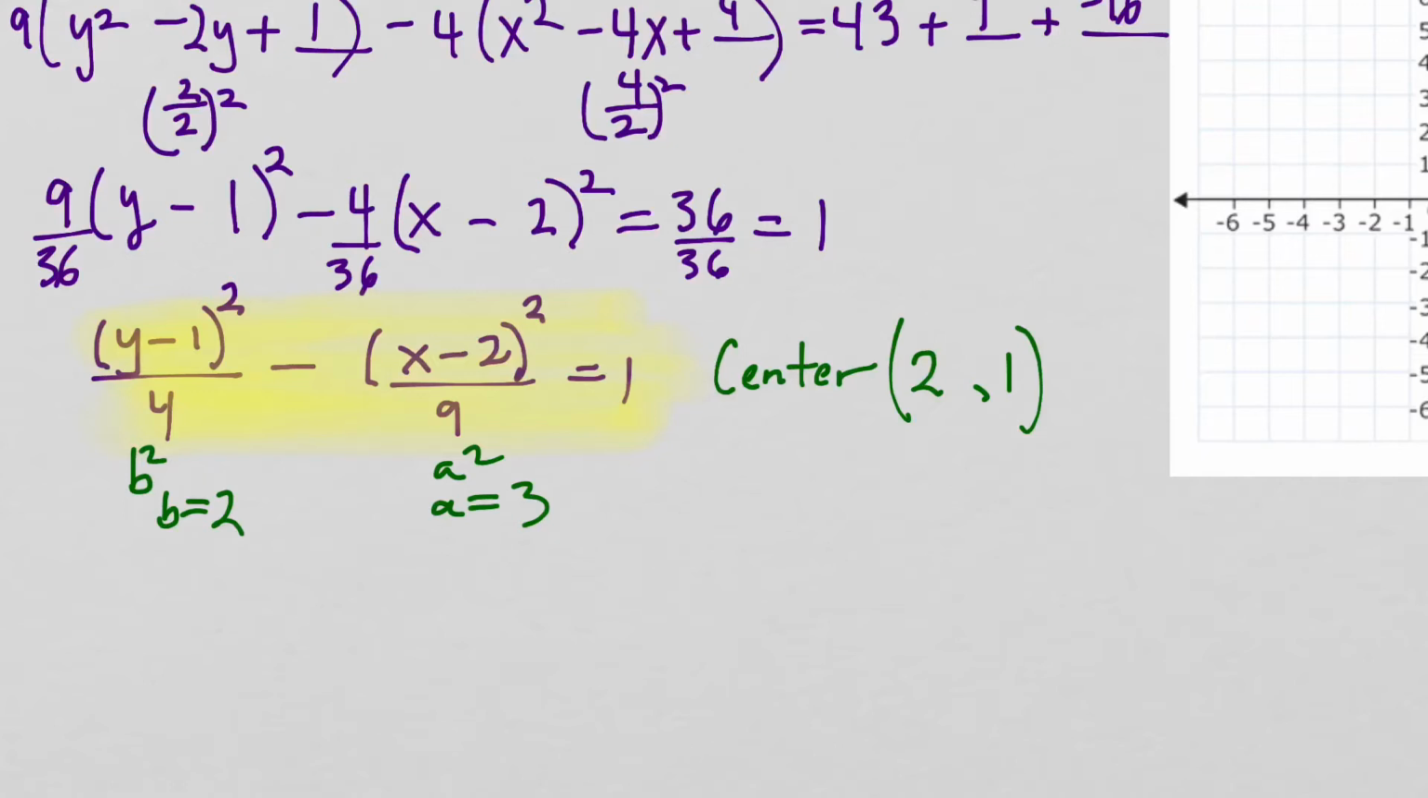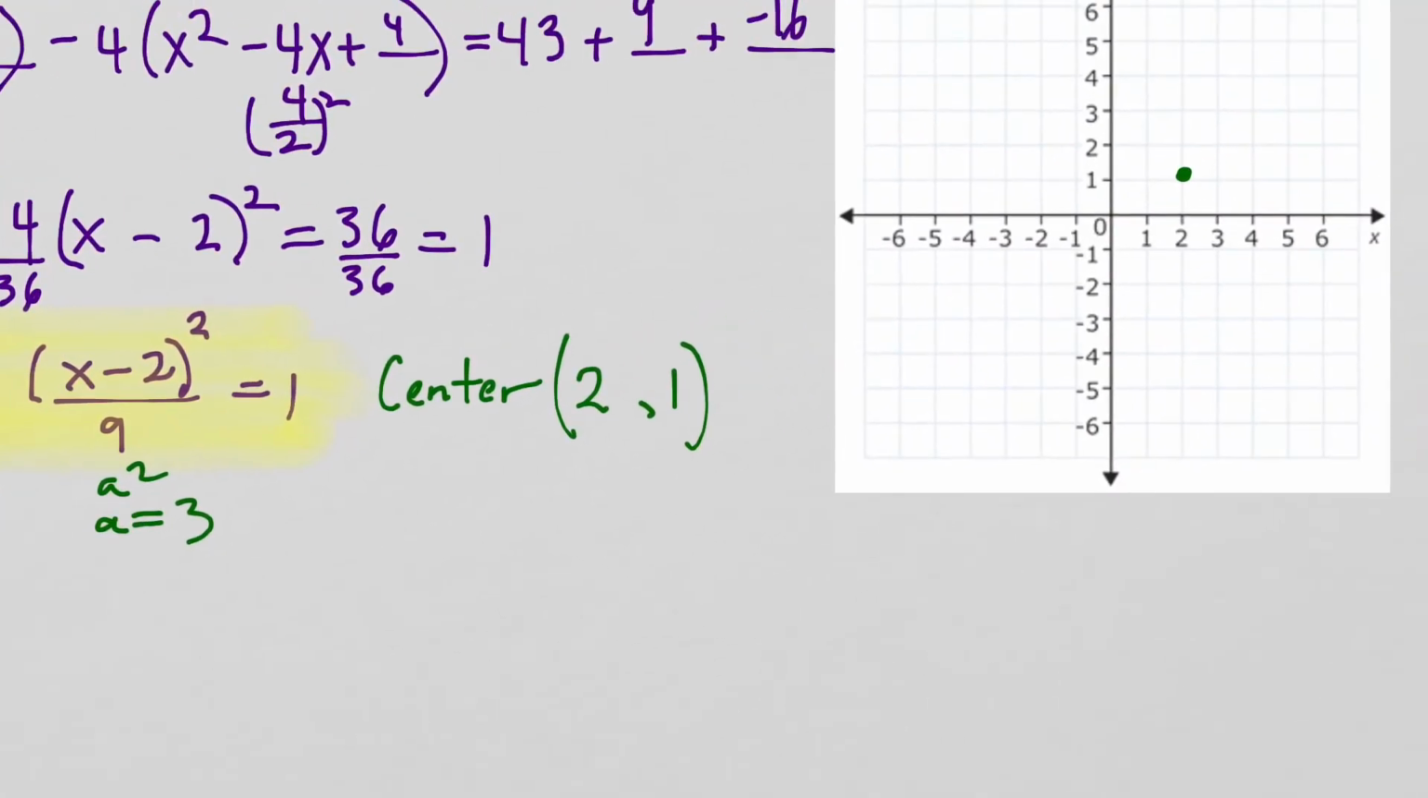So what that tells me is where I'm going to put my construction lines. In the y, I'm going up 2 and down 2 from the center. So over to the graph, up 2 and down 2 from the center. And in the x, I'm going right 3 and left 3 from the center.